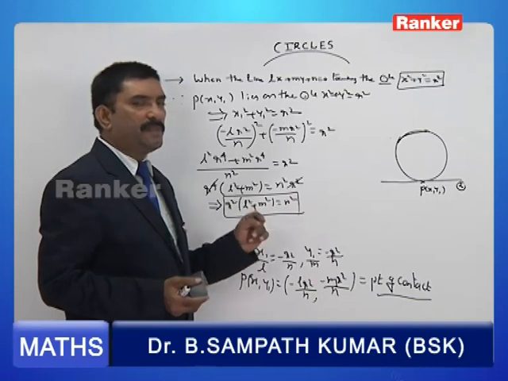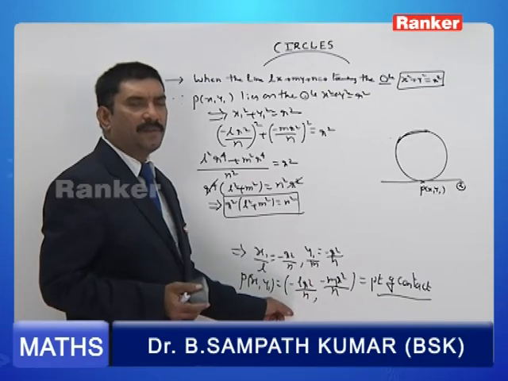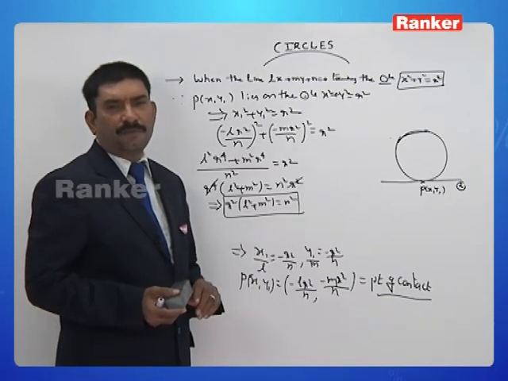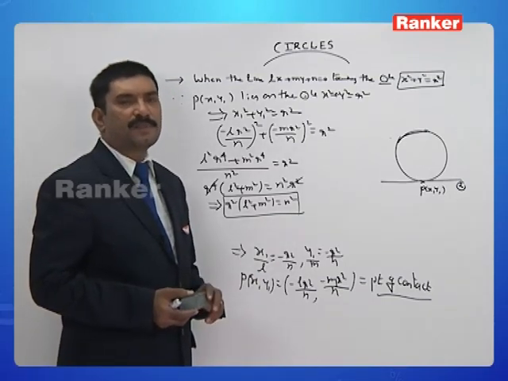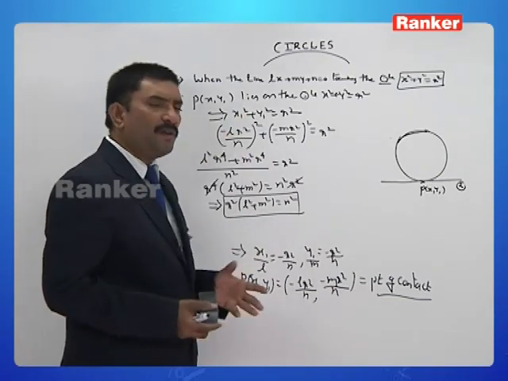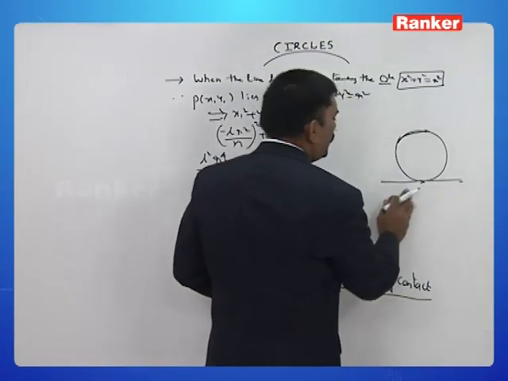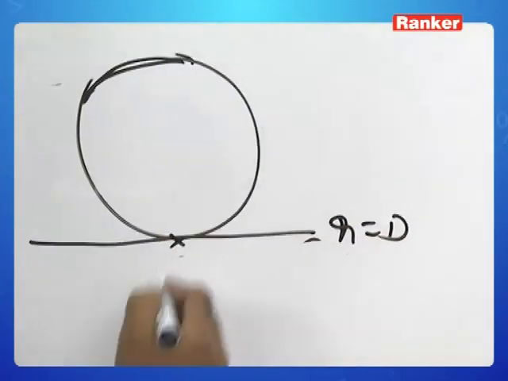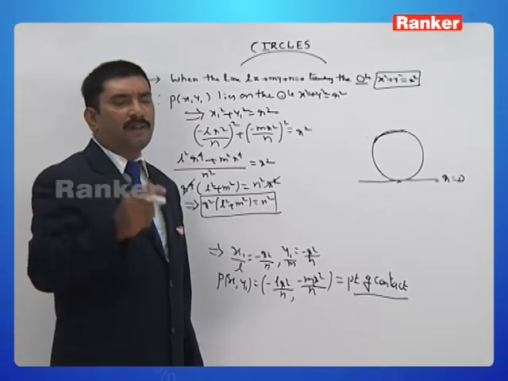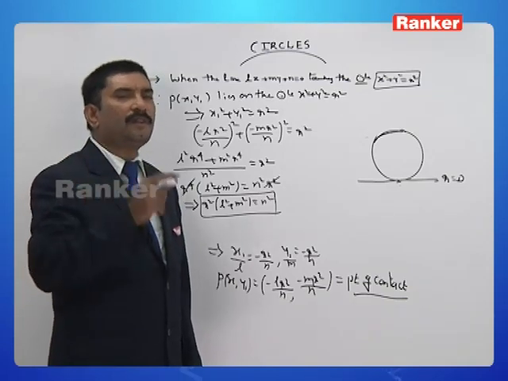And when the line lx + my + n = 0 is a tangent, the point of contact is (-lr²/n, -mr²/n). Now we understood that when any line of the form lx + my + n = 0 touches a circle, this is the condition. Instead of this, we can also prove it by another method. Whenever a line touches a circle, I can write r = d. I told the nature of the lines: when the line cuts a circle in 2 points, r is greater than d; touches the circle, r is equal to d; neither touches nor intersects, r is less than d.